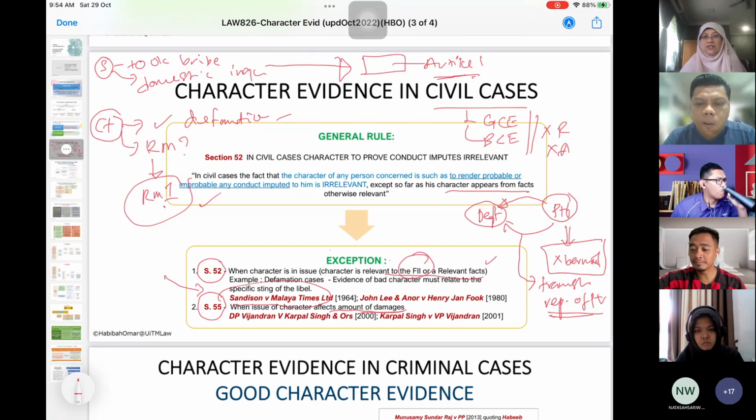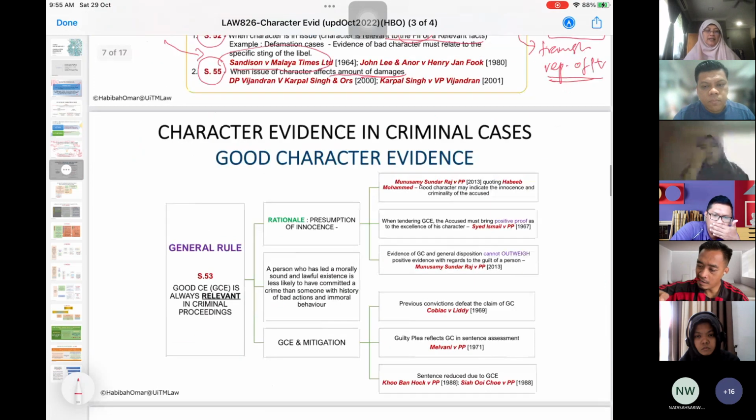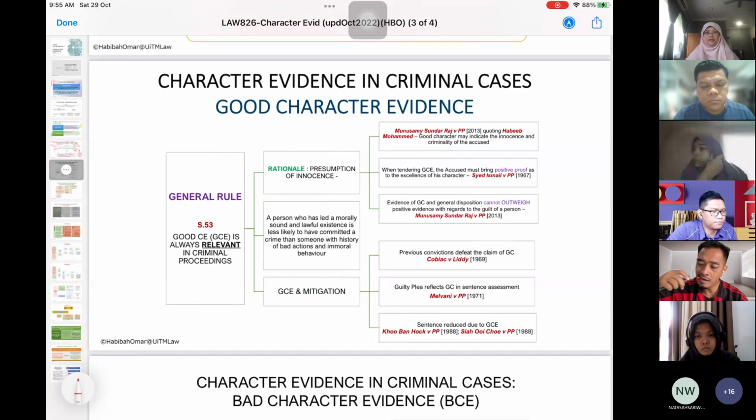So, dalam civil case, as a general rule, tidak relevant, tak admissible, kecuali dalam dua contoh ini. Defamation dan assessment of damages. Get the picture? Ini untuk general knowledge lah ya. Tak berapa nak penting sangat because you all are enforcement officer. Okay? Dan banyak deal dengan criminal cases.